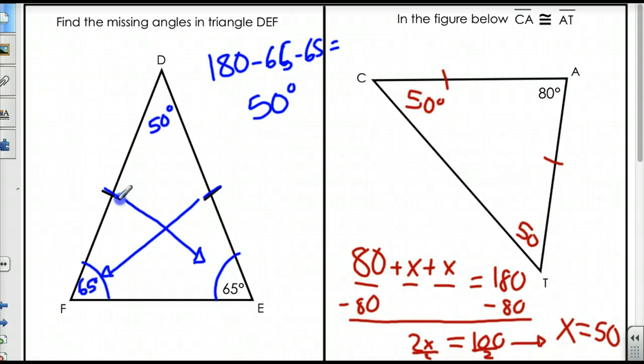Now does that even make sense? Well, 50 plus 50 equals 100, and 100 plus 80 equals 180. So these do all add up to 180.